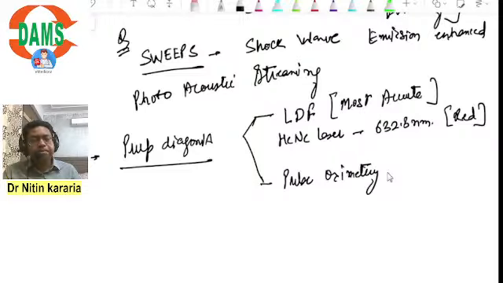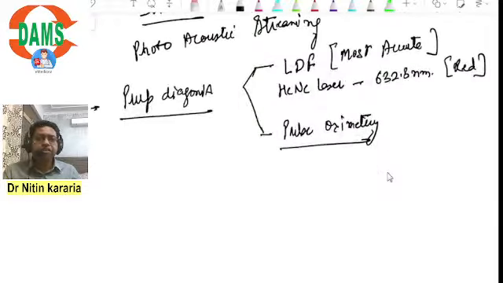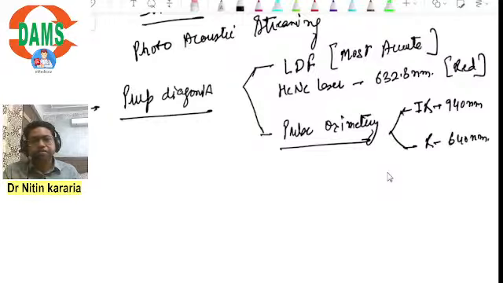The second application is pulse oximetry. Pulse oximeter has become a household device after COVID. Almost everyone would be having a pulse oximeter. So pulse oximetry basically uses two types of lasers. One is infrared of 940 nanometers and the other is red of 640 nanometers. Pulse oximetry basically measures blood oxygen saturation.